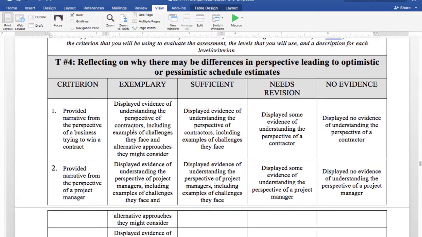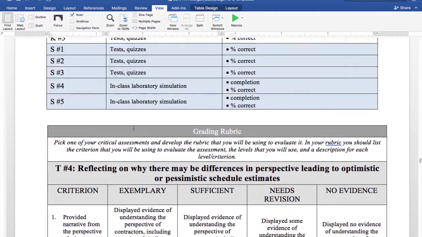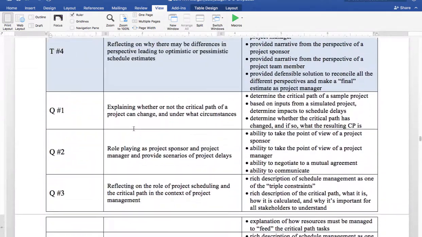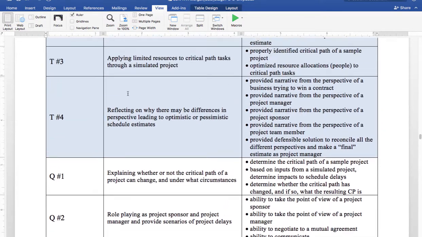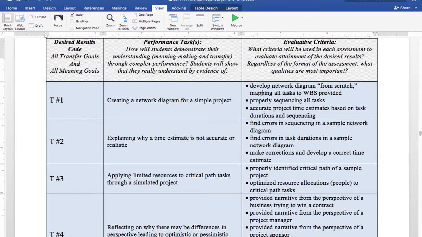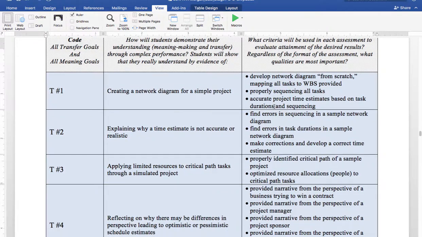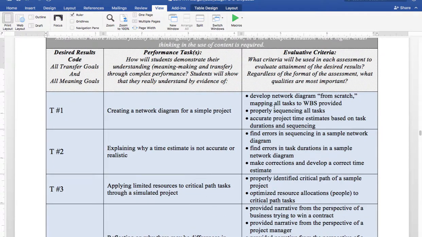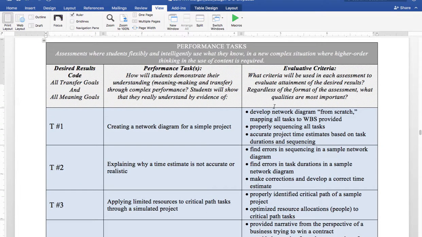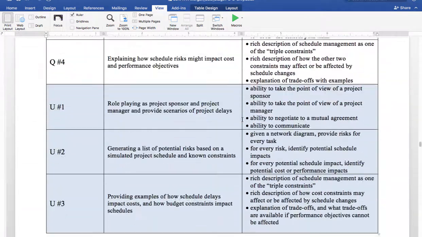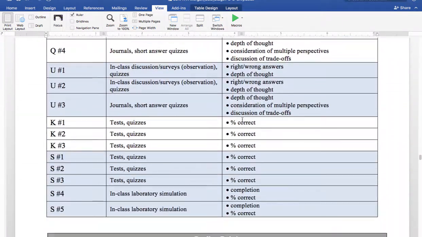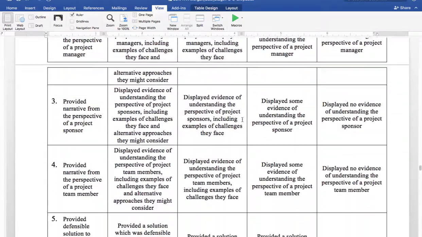So the goal would be for each of our performance tasks up here that would have criteria, we would develop a rubric to ensure that we were, in fact, evaluating properly against the performance tasks and in line with the desired results code. And that's the end of stage 2.